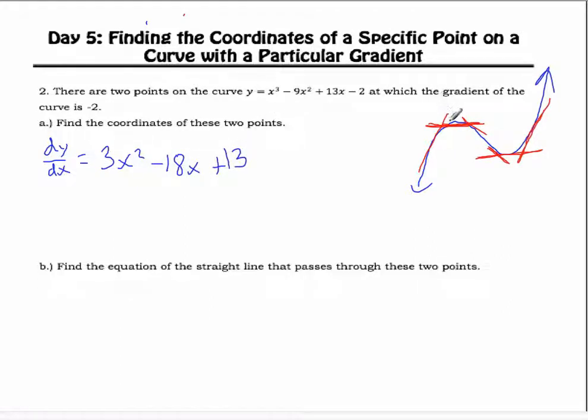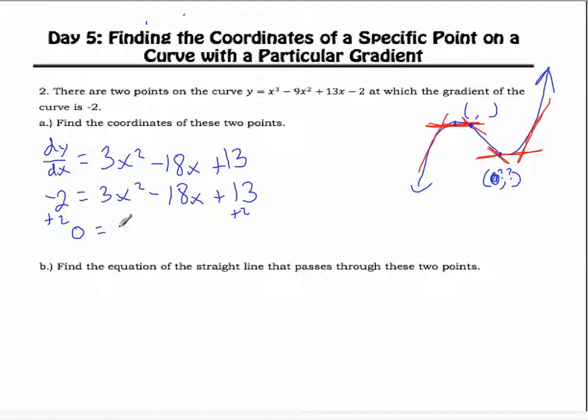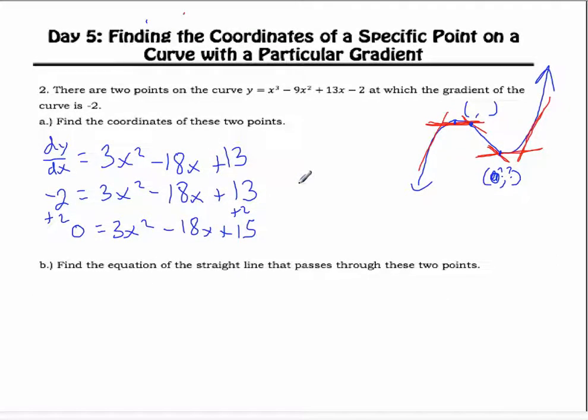So we have that, and then we've got to find the coordinates of the 2 points at which the slope is negative 2. So then we substitute in negative 2. We know the slope is negative 2, so we substitute that in. And we get this. Okay, now we should get 0 on one side. We want to solve this quadratic. We can get 0 on one side, and we can do this with our calculator.